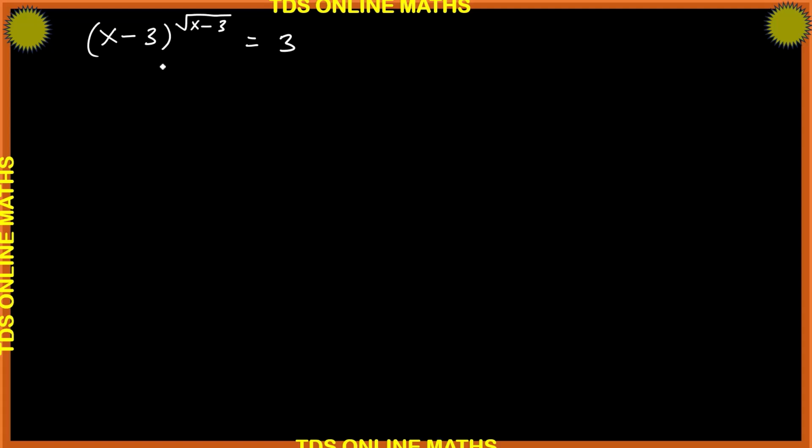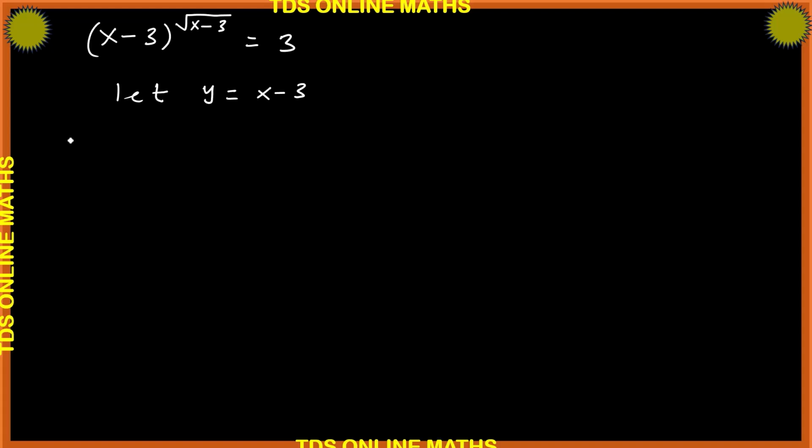All right, let's solve this question together. Now we have x minus 3 in common here. Before we can proceed, let's represent x minus 3 by a variable. So let y be x minus 3.